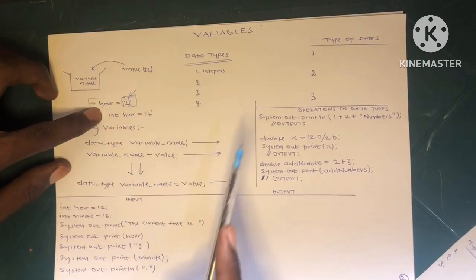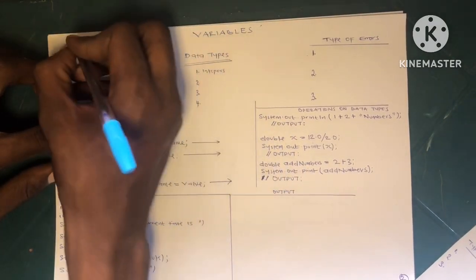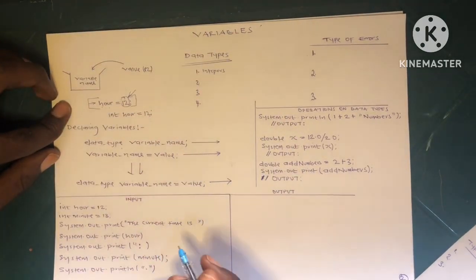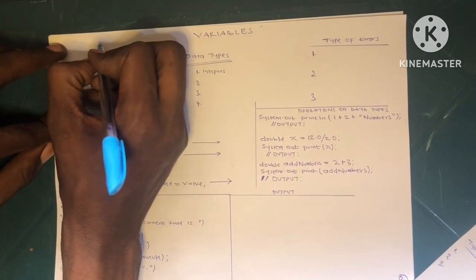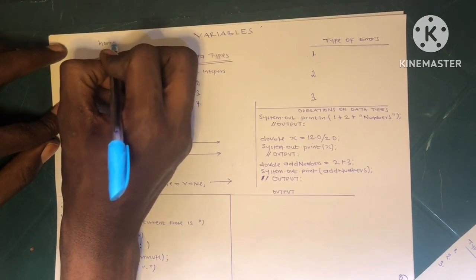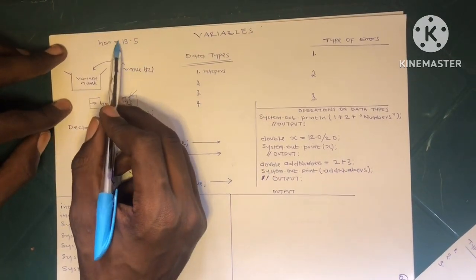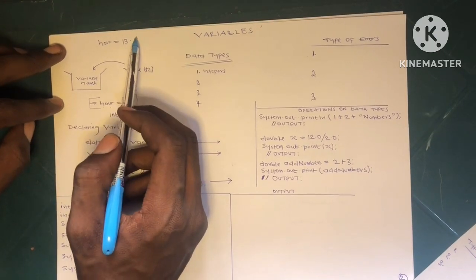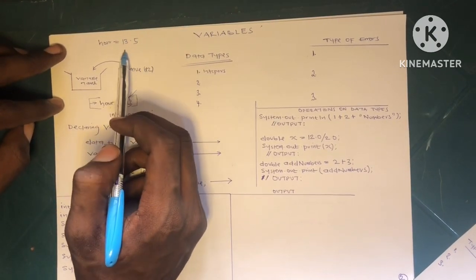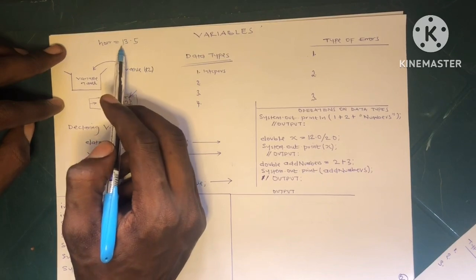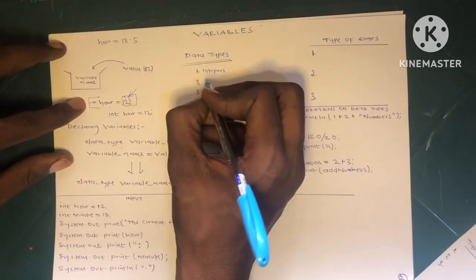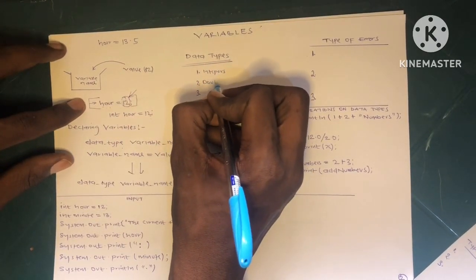All right, let's say you want to store 13.5 in the variable hour. Now, if you notice, 13.5 is not a whole number. Variables that are not whole numbers, that are not integers, are called double. This leads us to the next data type, called the double data type.